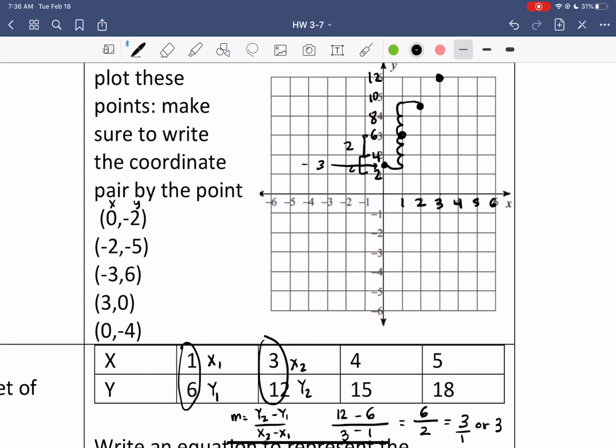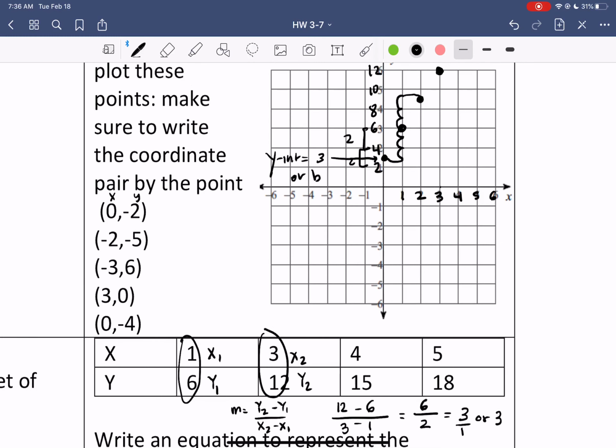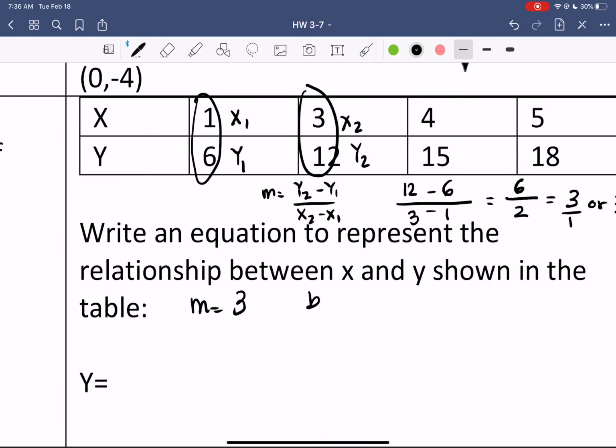So my y equals y-intercept, or b. So using this information right here, we can substitute that in down here. And then you have your b, which is up there on the graph, and then you write it into your equation, y equals mx plus b.